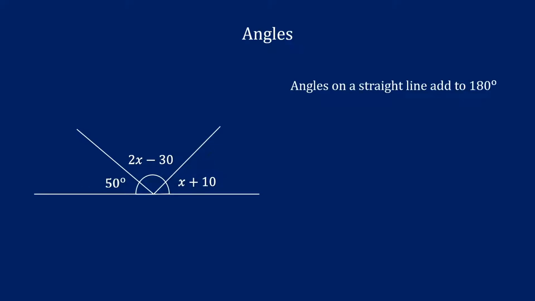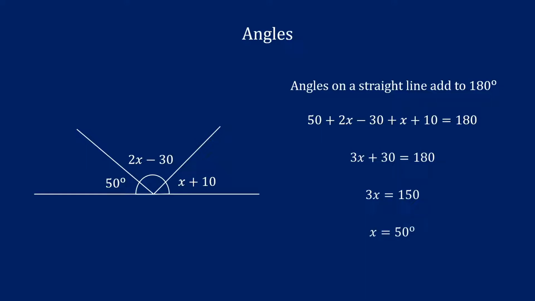So that means that if we take the 50, we add the 2x minus 30, and we add the x plus 10, that has to add up to 180. From here is easy. We just collect like terms. Should give you 3x plus 30 equals 180. Take away 30 from both sides. 3x is 150. Divide both sides by 3. X equals 50. Should make notes of that.